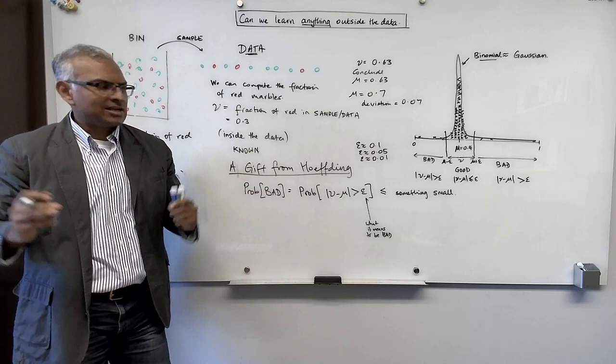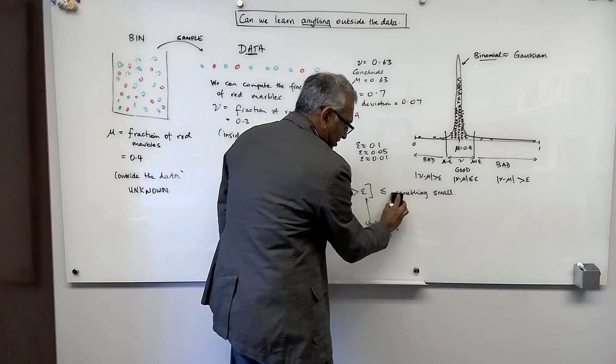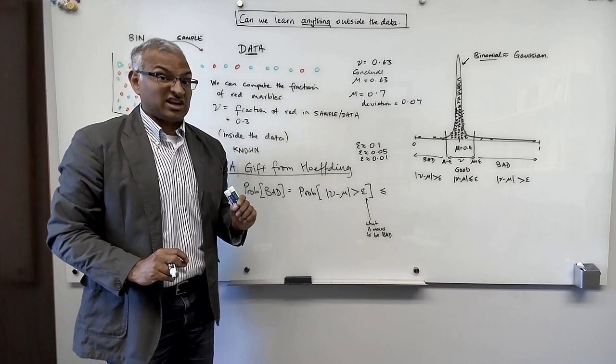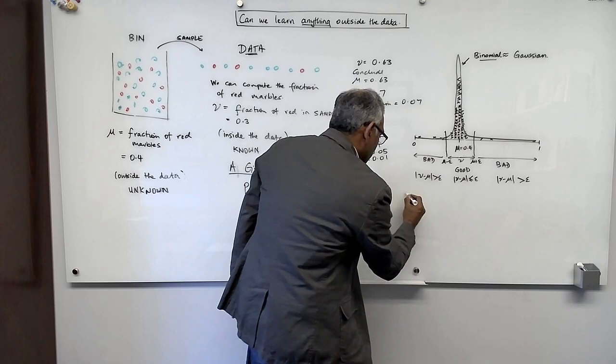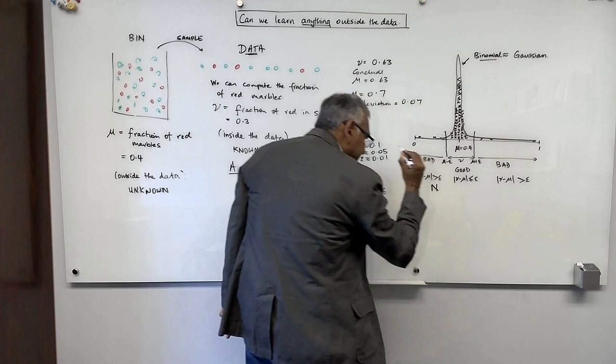And indeed, that is the case. This something small gets smaller and smaller as the sample size gets larger and larger. In fact, it gets much smaller. In fact, it's behaving exponentially with n. This probability of a bad situation is at most e to some power, which is negative n. So there's n in the exponent.